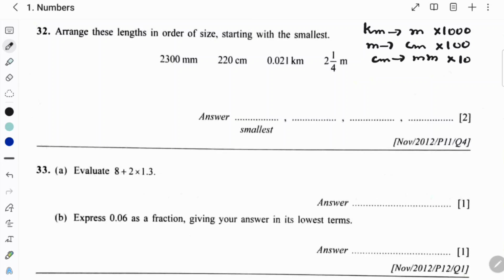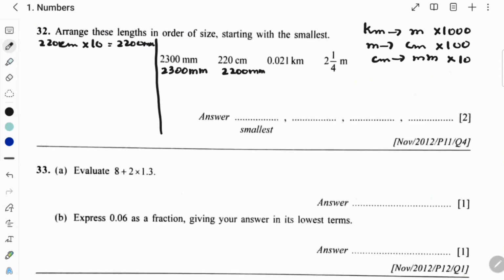Okay, so we'll follow the same thing. We are going to convert all of them into millimeters, and 2300 millimeters is the same, 2300 millimeters. Then 220 centimeters, centimeter into millimeters, just multiply by 10. So 220 centimeters is 2200 millimeters. Just write down 2200 millimeters.